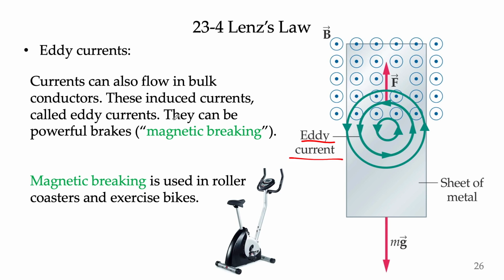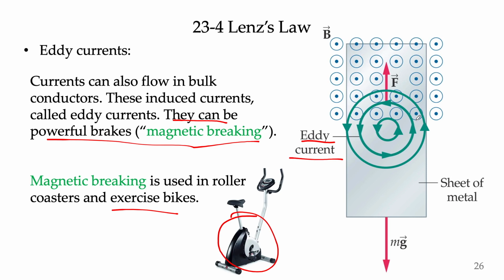So, and they can be powerful brakes, and they're used in some devices which employ magnetic braking. One of them is exercise bikes like these. When you are on the exercise bikes, the hardness that you feel is actually coming from these currents. There's really no touching parts. That braking mechanism or that hardness is actually coming from these eddy currents.